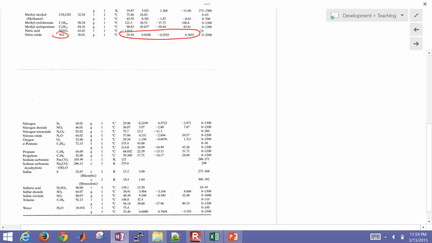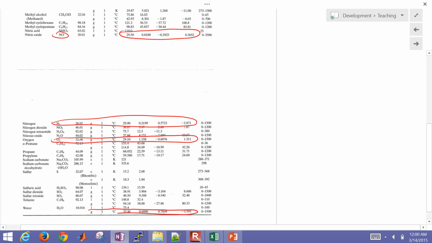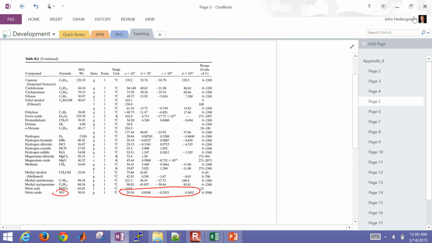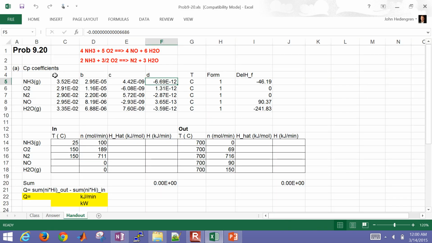And then we had, let's just scroll down. I think we had oxygen as well. There's another one. And nitrogen. Okay, so we needed those. And then water. Okay, this is going to be the gas instead of a liquid. Okay, so we've got all of our coefficients. Let me just go back to the Excel sheet then. So we just put them in right here, A, B, C, and D, and just transfer those in.